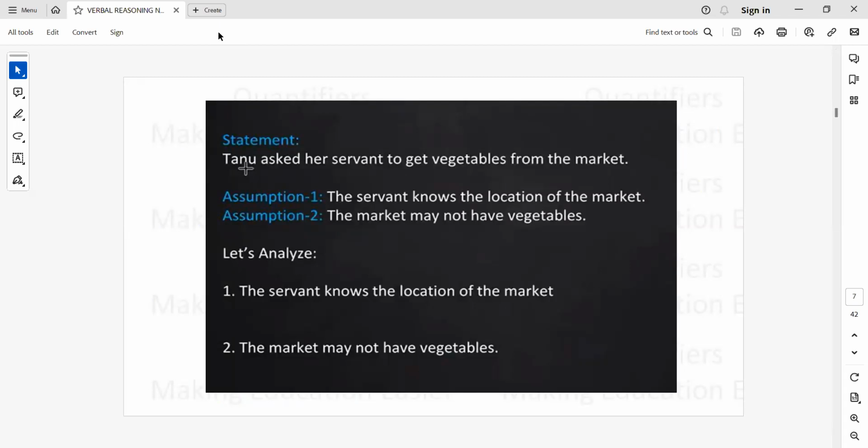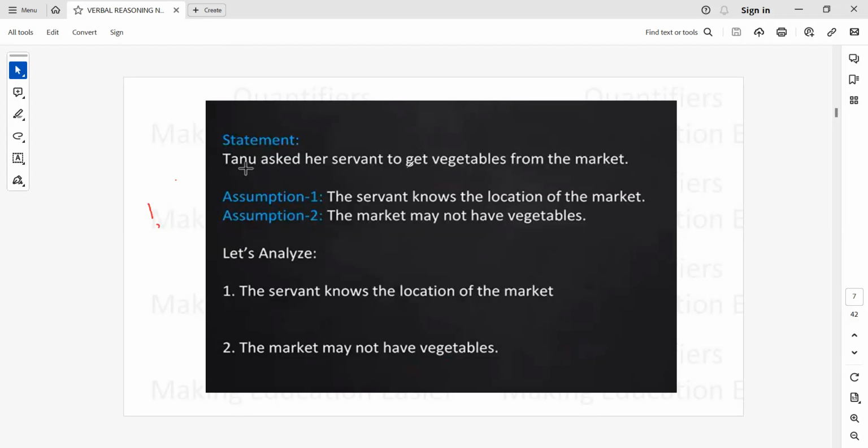So let's see this question. Again, you can pause and go through this question before coming to the explanation part of it. So this is how the question comes in your paper. There's a statement that is given to you, and then there is an assumption 1, and then there is an assumption 2. And then on the basis of it, mark 1 if assumption 1 is implicit, mark 2 if assumption 2 is implicit, and so on and so forth, right?